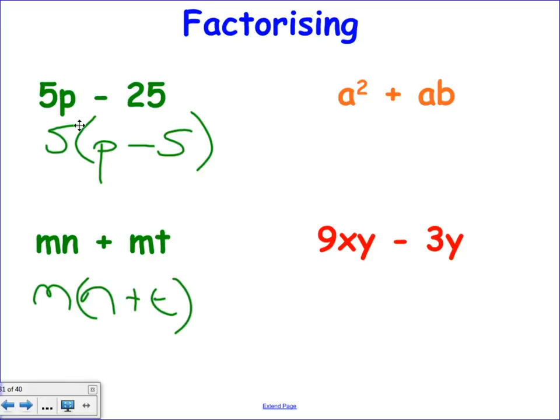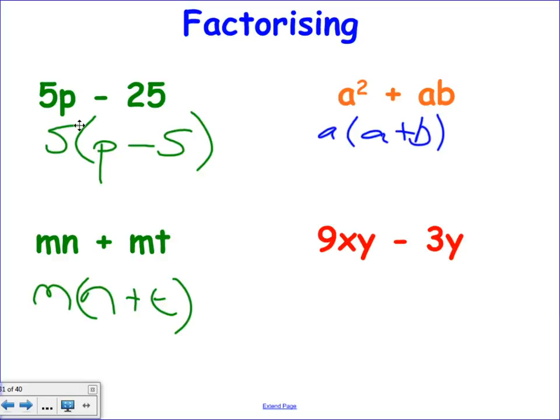I've got a squared plus ab. What's common? A. What do I multiply by a to get a squared? What do I multiply by a to get ab? Who said maths was hard? I've got 9xy minus 3y. This is the red question. What's common to both of those?